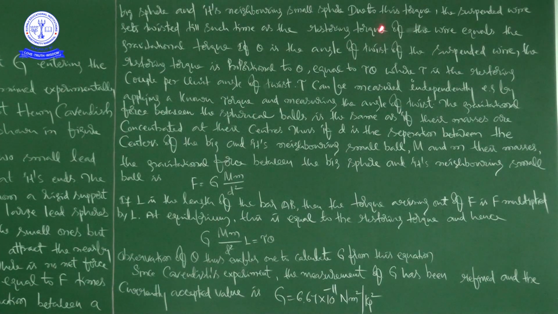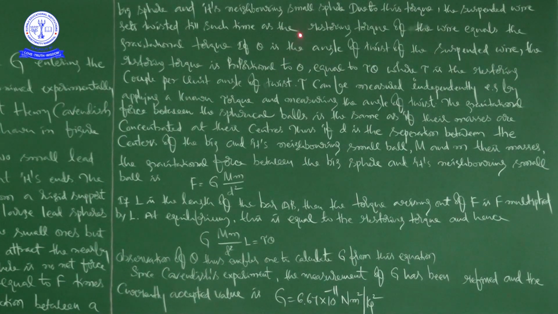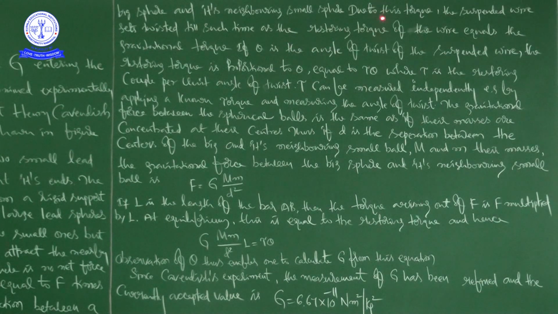Due to this torque, the suspended wire gets twisted till such time as the restoring torque of the wire equals the gravitational torque. Restoring torque and gravitational torque, right? So restoring torque means what? In the chapter of mechanical properties of solids. Sorry for saying here, because that is our next chapter.